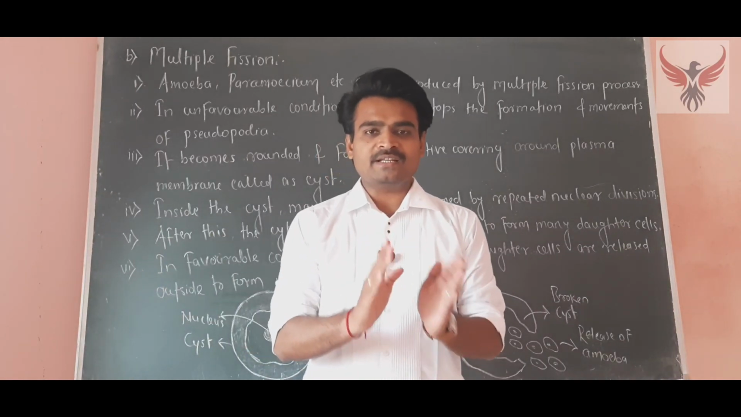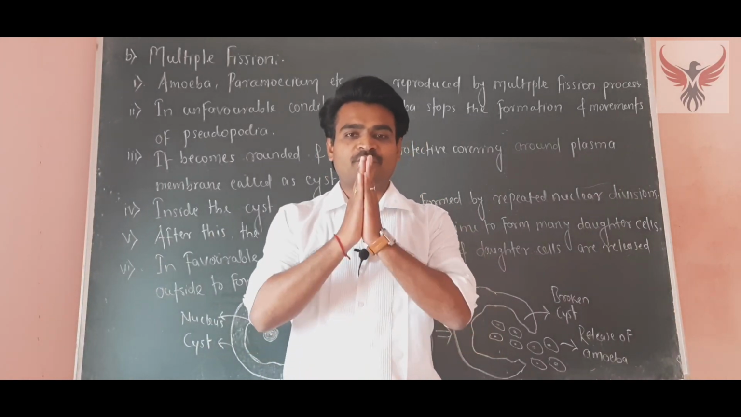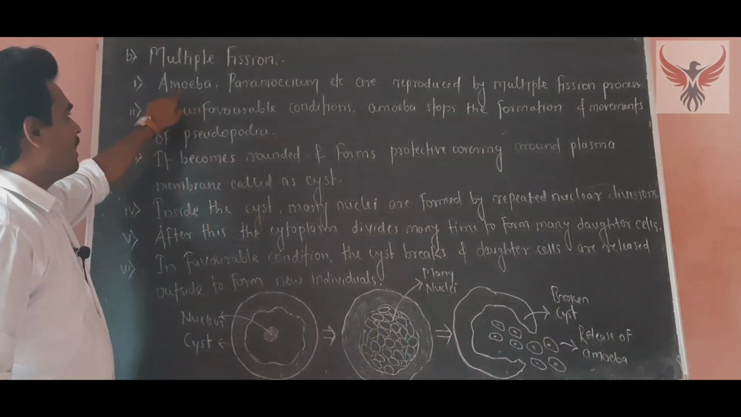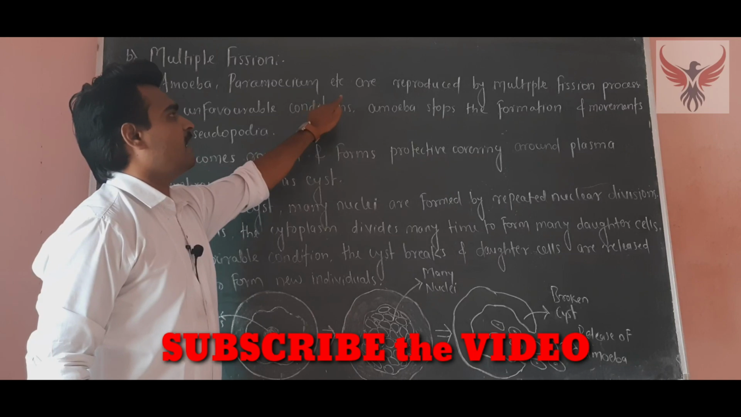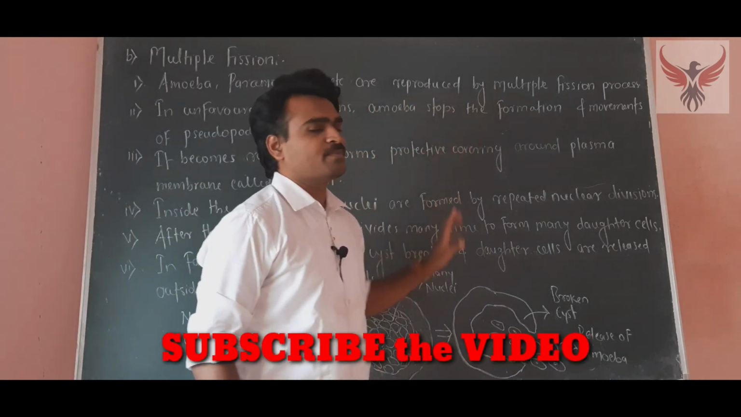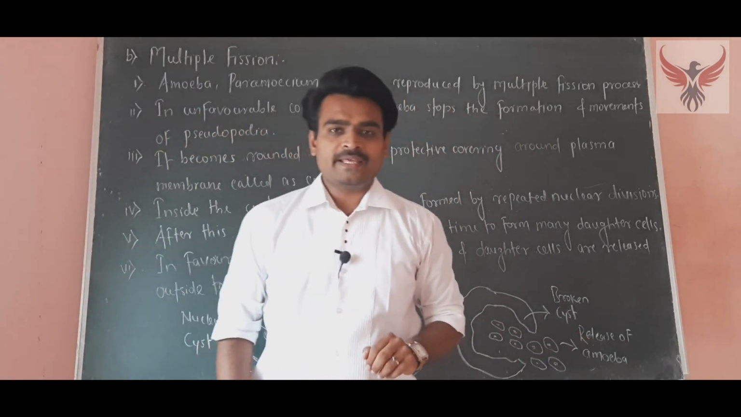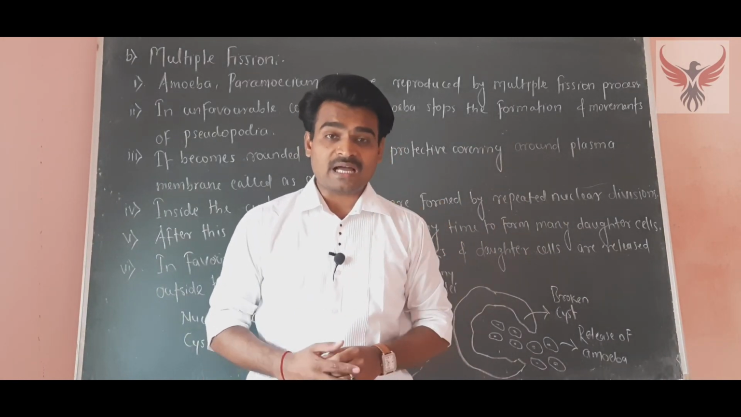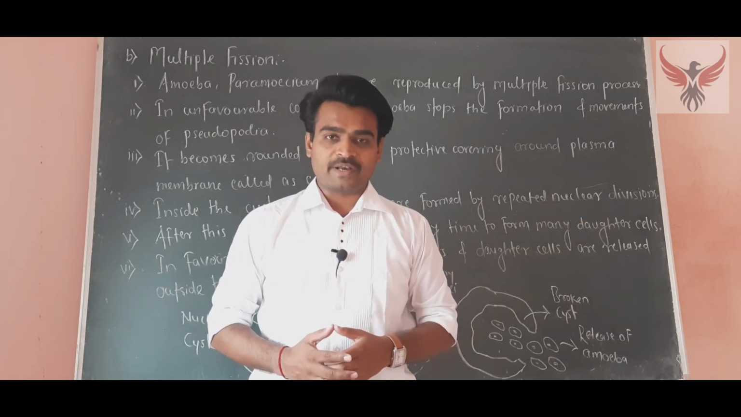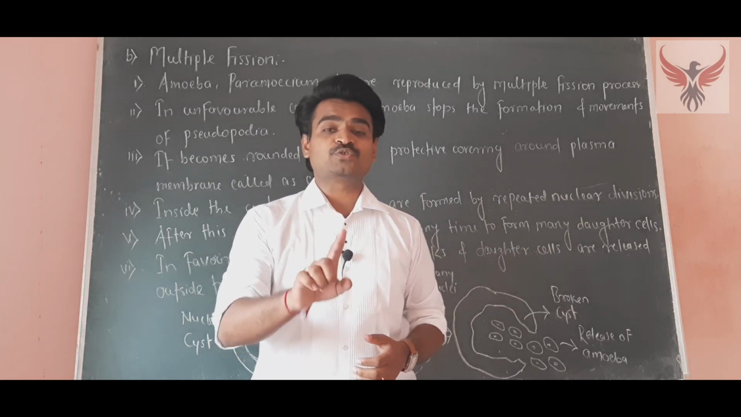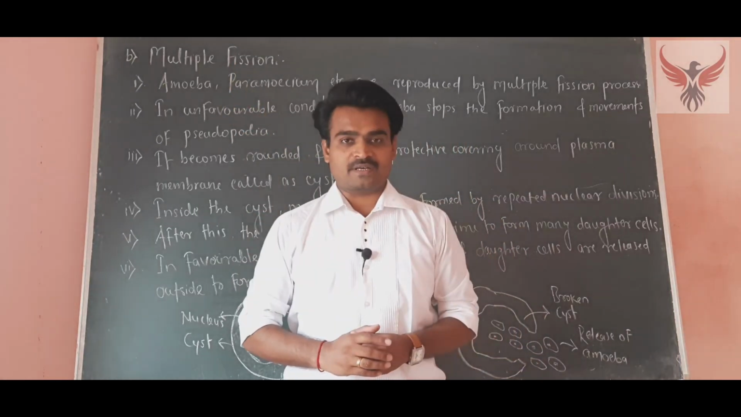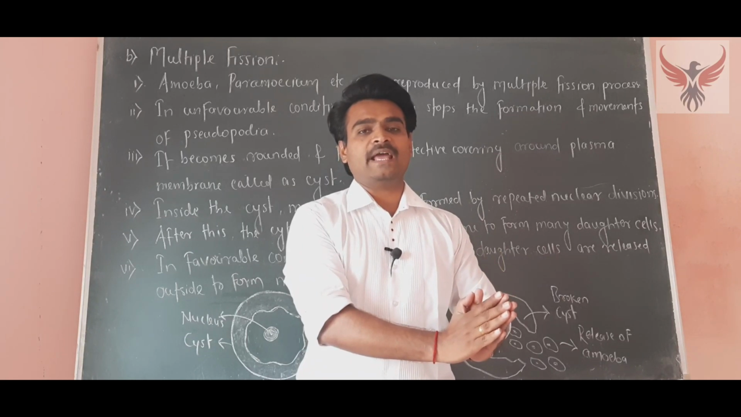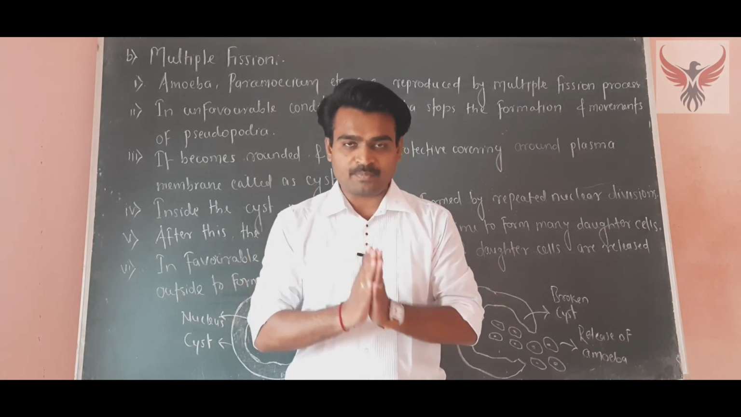So after binary fission, the second type of asexual reproduction in unicellular organisms is multiple fission. See the first point here: amoeba, paramecium, etc. are reproduced by the multiple fission process. In binary fission, the example is amoeba, but amoeba also shows multiple fission. It means there are certain conditions in which amoeba shows binary as well as multiple fission.